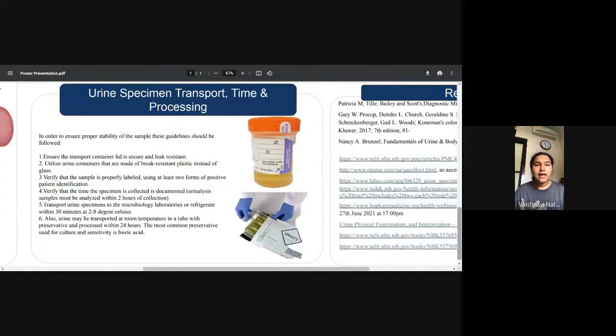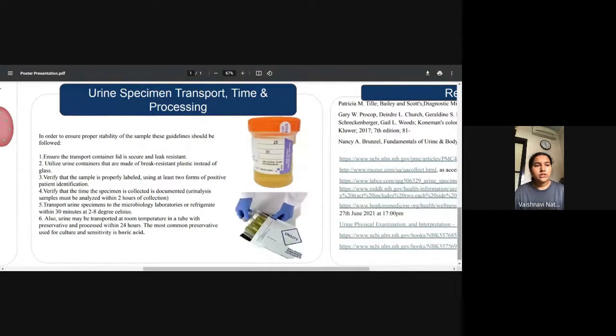Then verify that the sample is properly labeled using at least two forms of positive patient identification. For example, the patient's name, date of birth, or the hospital medical record number. Then verify that the time the specimen is collected is documented. Urinalysis samples, or rather any urine sample, needs to be examined within 2 hours of collection.